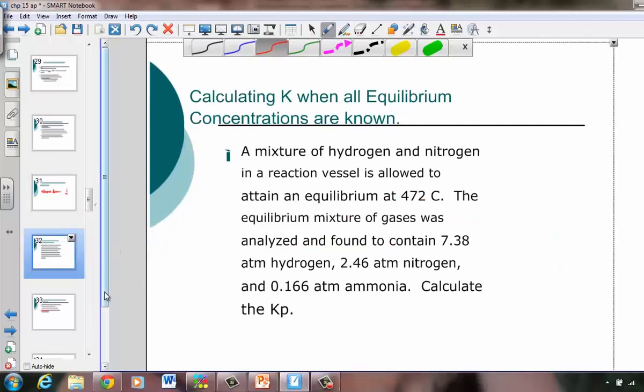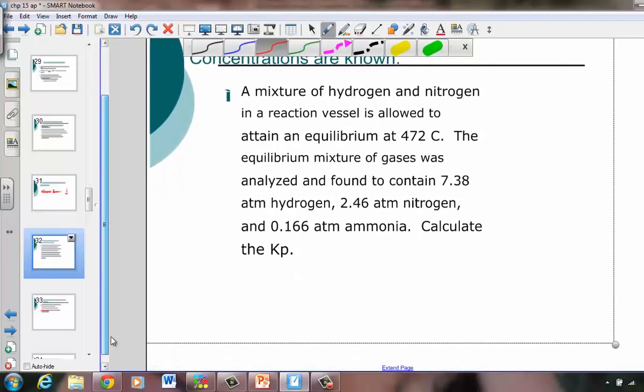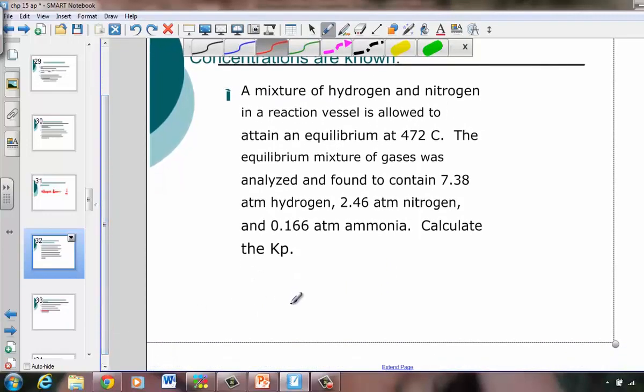We'll start with the very first problem, an example. Calculating a K when all equilibrium concentrations are known. So let me read the question with you. We have a mixture of hydrogen and nitrogen in a reaction vessel, and it's allowed to attain an equilibrium at 472 Celsius degrees. The equilibrium mixture of gases was analyzed and found they had 7.38 atmosphere hydrogen, 2.48 atmosphere nitrogen, and 0.166 atmosphere ammonia.